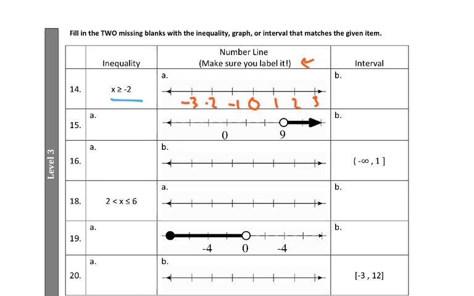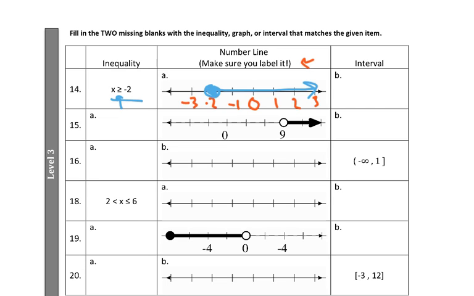I know that 0 is greater than or equal to -2, so I'm going to put a circle around -2. I did say or equal to, so I'm going to color it in. And then I had said greater than, so I want all of the numbers greater. I'm going to go like that.